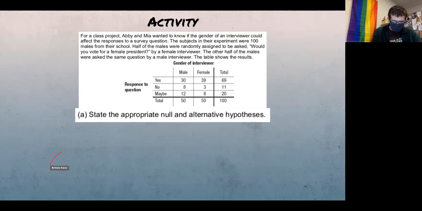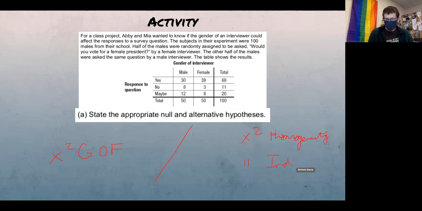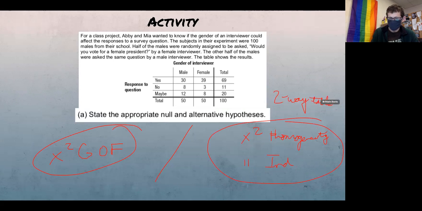You're either going to have your chi-square goodness of fit, or you're going to have chi-square homogeneity. And the hard part is determining if it's supposed to be homogeneity or independence. But telling these two apart from goodness of fit is easy because these are always going to have a two-way table. So that's going to be your telltale sign.